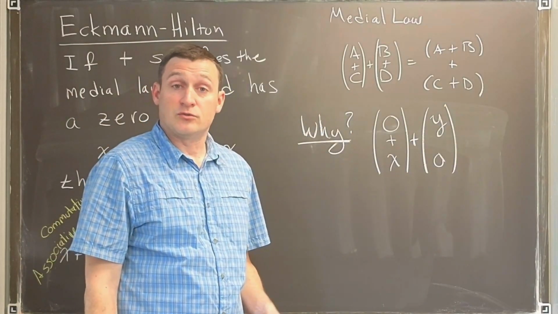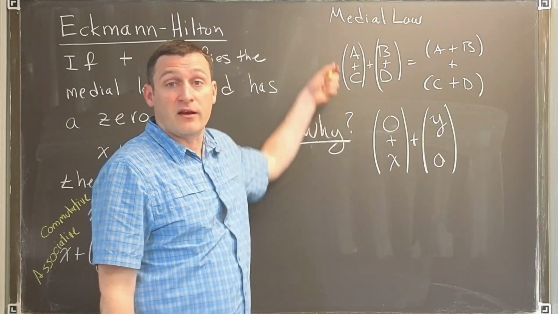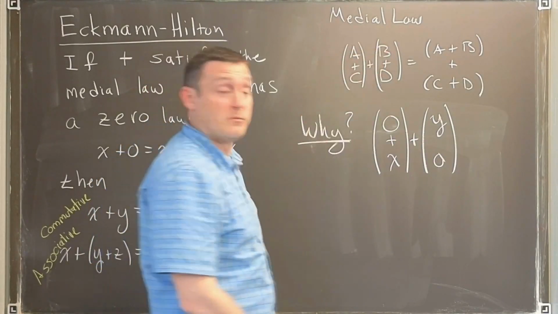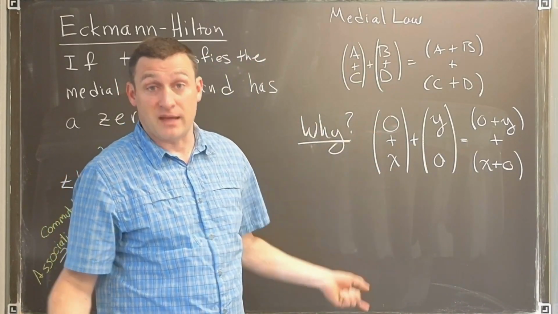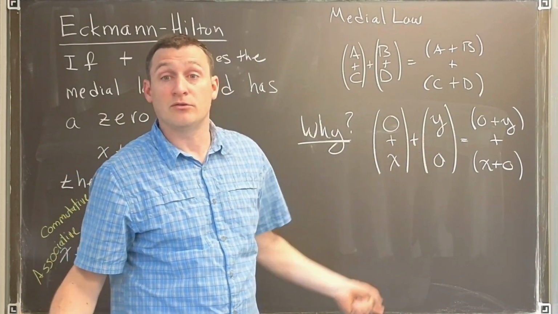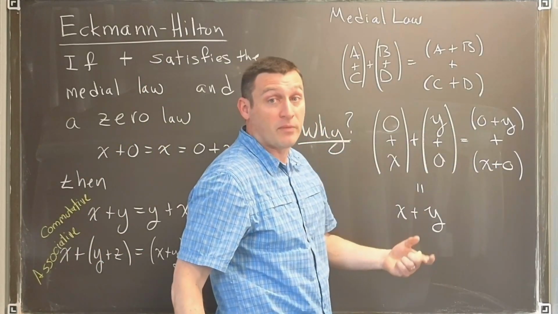We cleverly choose where to put our zeros. For the commutative law, I'll put them in the opposite two corners. Then I rearrange my columns into rows. Standing back to look at what we have, 0 plus x should just be x, and y plus 0 should just be y. Meanwhile, 0 plus y and x plus 0 become x and y as well.